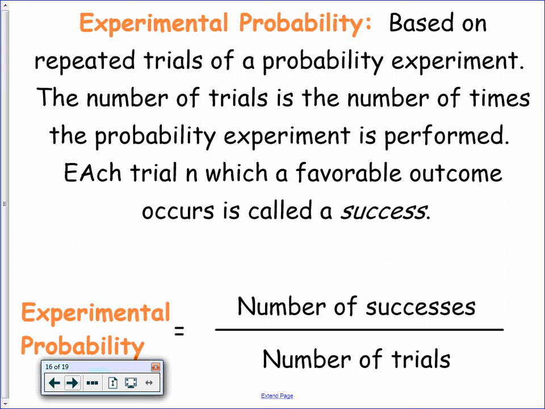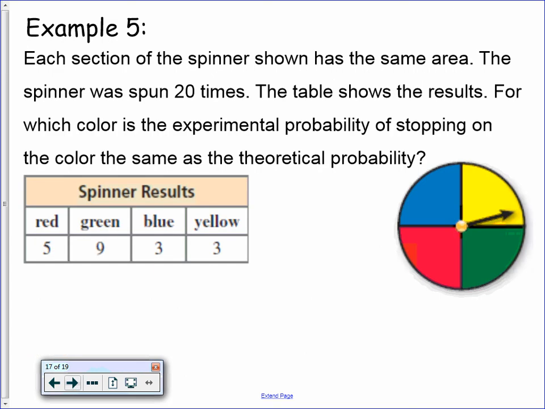Theoretical is the actual probability of what's there. So it says each section of the spinner shown has the same area. The spinner was spun 20 times. The table shows the results. For which color is the experimental probability of stopping on the color the same as the theoretical probability?